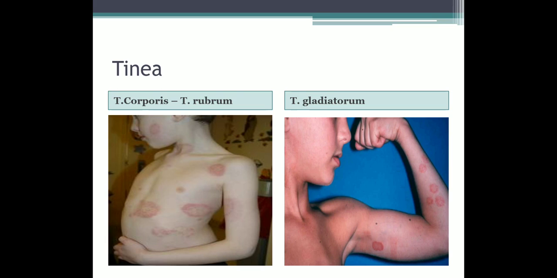Then among the wrestlers, especially in those areas which involve frequent hand to skin contact, you will notice these tinea infections, and therefore it is called Tinea gladiatorum. Tinea gladiatorum is usually associated with Trichophyton tonsurans.